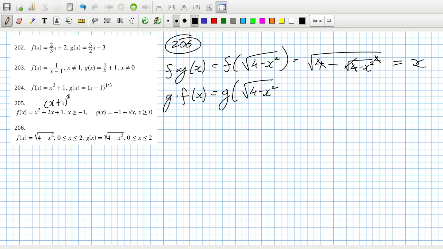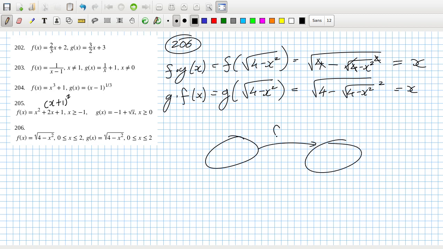g of f of x, that's g of root 4 minus x squared, which is root 4. Oh, they're the same function, yeah. That's interesting. It is its own inverse, but we just want to check the domain and range. So it'll be from 0 to 2, and 0 to 2, we'll keep this from 0 to 2. Yeah, it looks like it is an inverse.